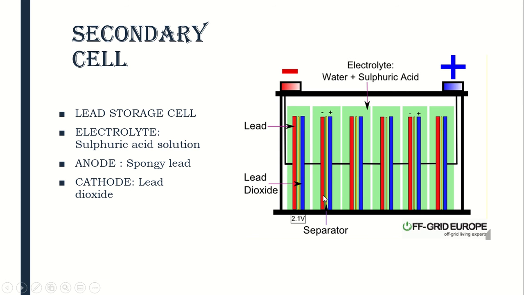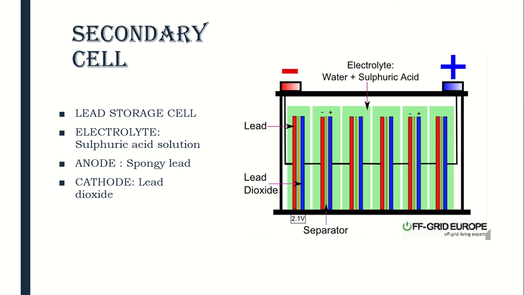Each electrode in a battery has many plates connected in parallel, and the plates in each electrode are called grids. Grids are made of lead metal. For anode, the grid is packed with spongy lead, and for cathode, the grid is packed with lead dioxide. The electrolyte used here is 20% sulfuric acid solution.